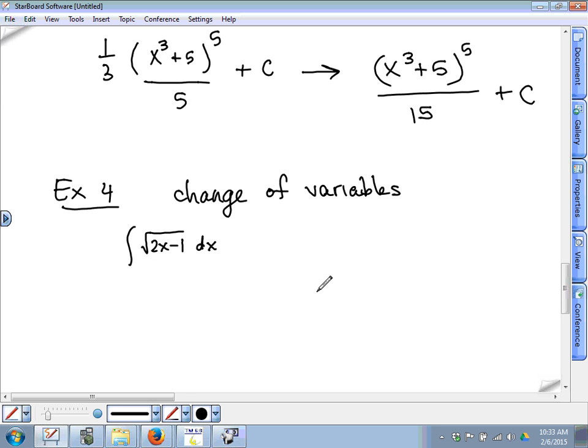Okay, let me ask you this, you guys. Don't write this down. Would you rather try to find the integral of this or the integral of this? Which one would be easier to take the integral of? The bottom one. Obviously this one, right? So what if we let u equal 2x minus 1?